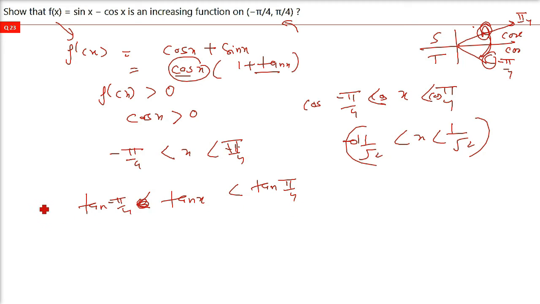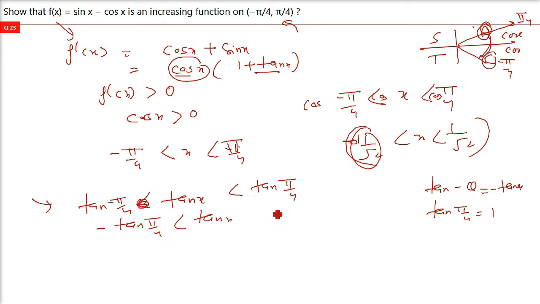Now tan negative pi by 4, this was not logical. X between 1 by root 2 and 1 by root 2, what does it actually mean? It doesn't mean anything. But when you take tan, tan minus theta is minus tan theta. And tan pi by 4 is what? It's 1. So tan x is between negative 1 and 1. I'm saying when we took tan pi by 4, tan minus theta is minus tan theta. So on the left of tan you got negative 1. On the right of tan you got 1. Tan x between negative 1 and 1.